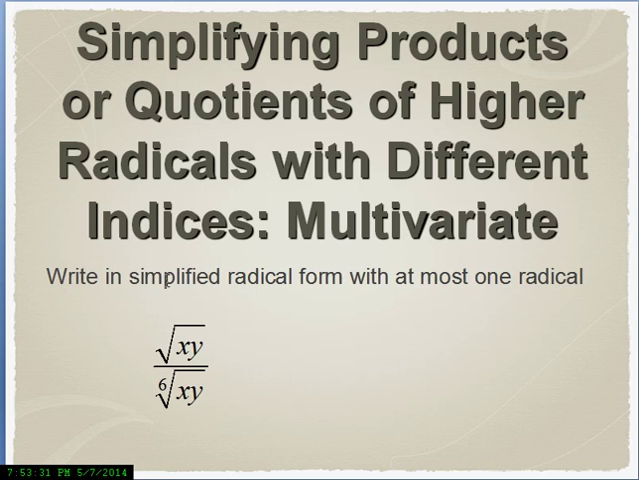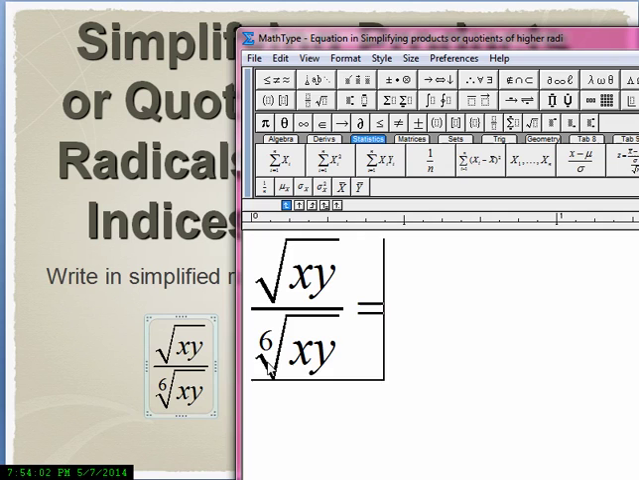So now what we're going to do is go ahead and do one of the problems in ALEKS, which says write in simplified radical form with at most one radical, and they give us the square root of xy over the sixth root of xy. In order to write this as one radical, we have to have this index of 2 and this index of 6 have a common index. And we can think of that as like common denominators.